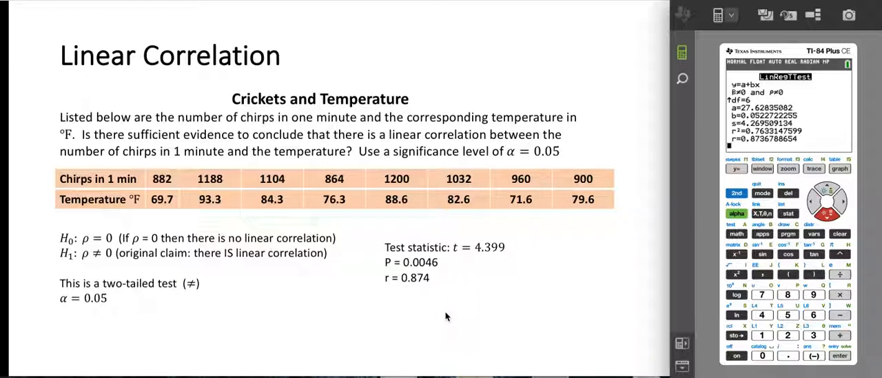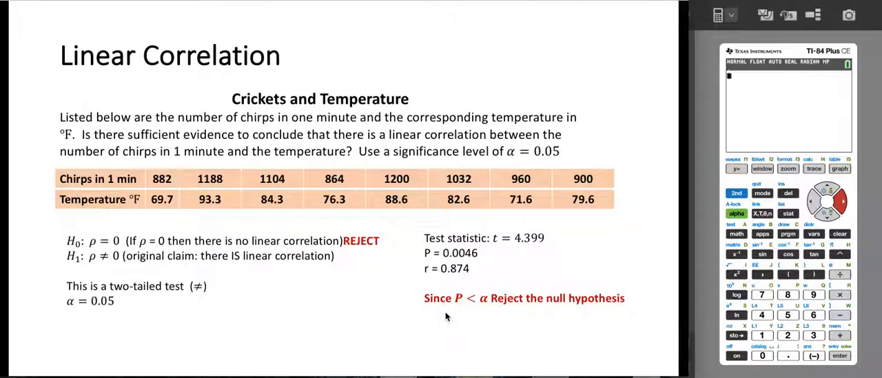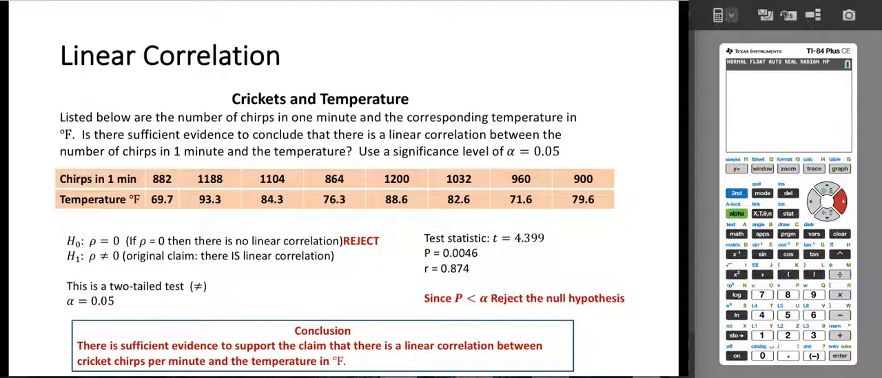Okay, remember we're using the p-value method. So our p-value is 0.0046. Since p is less than alpha, since 0.0046 is less than 0.05, we are going to reject the null hypothesis. If P is low, null must go. So the conclusion is that there is sufficient evidence to support the claim that there is a linear correlation between cricket chirps per minute and the temperatures in degrees Fahrenheit.